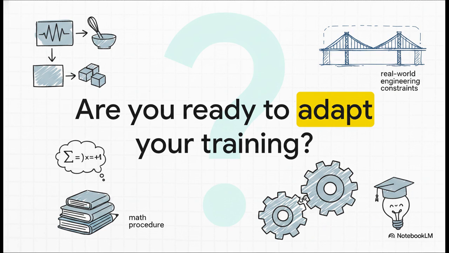So, the final question I have for you is, are you ready to adapt your own training? We've untangled the blurry average, we've separated the recipe from the ingredient, and we've mapped out the real-world engineering constraints. Keep these concepts front and center as you prep for your exams. Always remember the difference between the procedure and the math, and you are going to absolutely crush it.